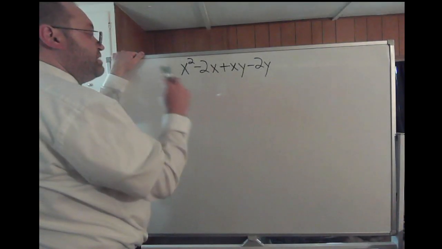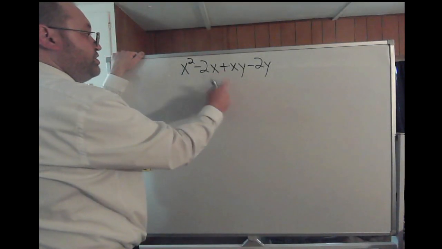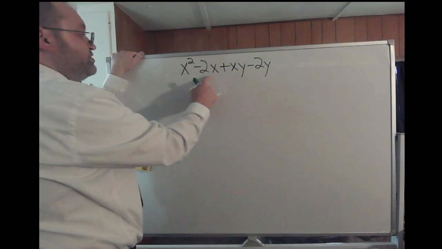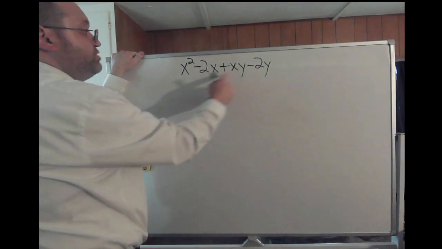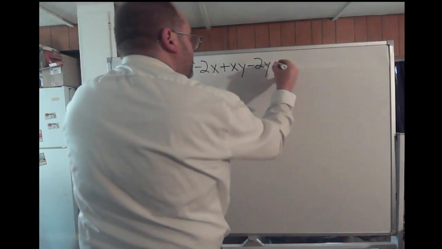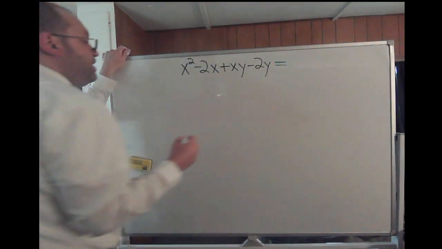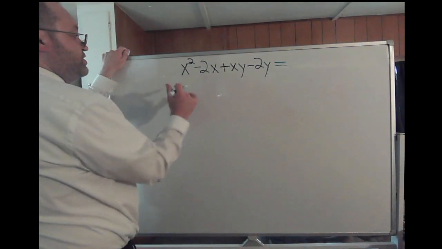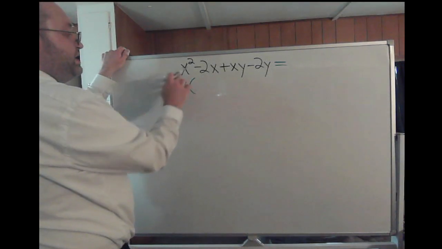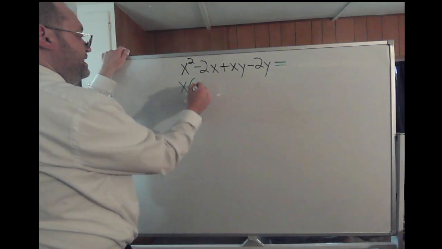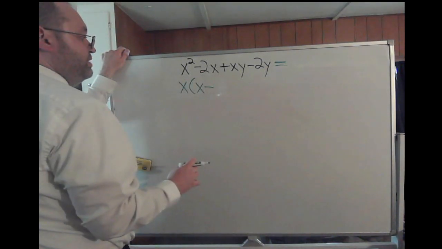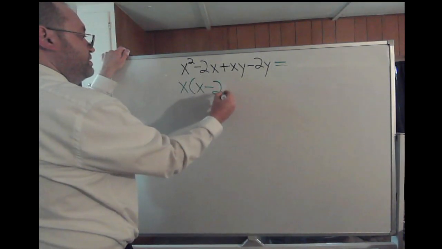Well, it looks like we're going to break this into groups of two terms again, because between x squared and negative 2x you have a common x. Between xy and negative 2y you have a common y. So let's start with the first two terms. Let's factor out that common x. X times what equals x squared? Well, that'd just be x. Minus x times what equals 2x? Well, that'd just be 2.